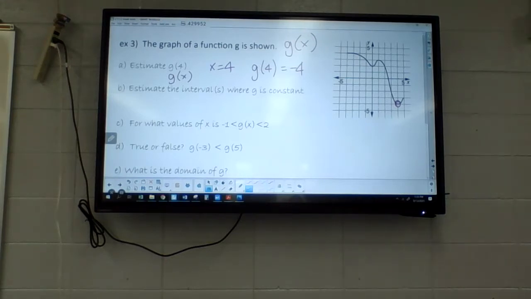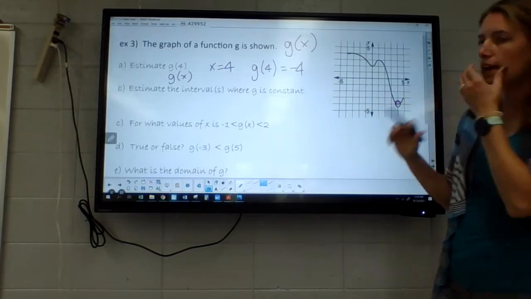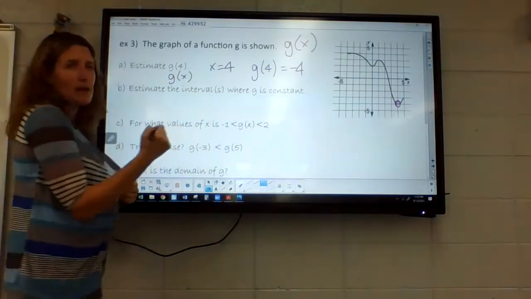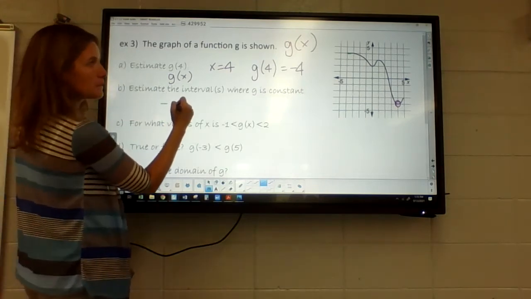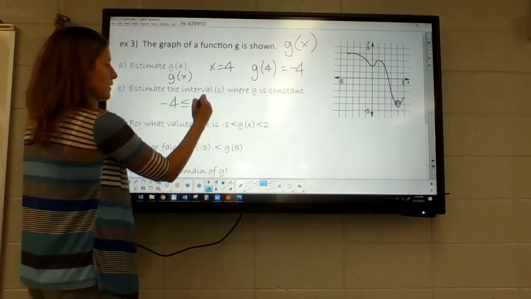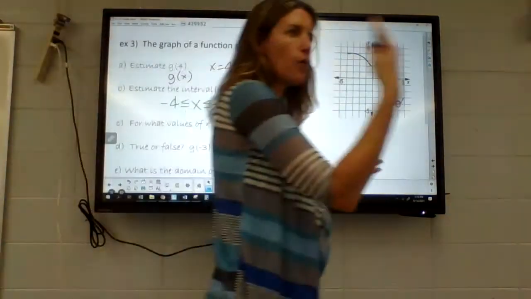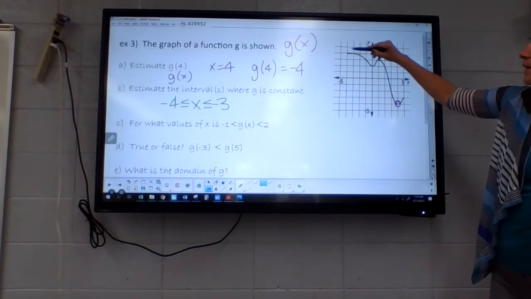So it says estimate the interval or intervals where G is constant. Constant, remember that constant in your life, they don't change. Where is it flat? You see it? I missed it the first time I was doing this. At the very top. So what we'd say is it's flat, and we're going to talk about in terms of the x's. So I'm going to write this as an inequality from x is what to what? Negative 4 to negative 3. It looks flat to me. So x in between negative 4 and negative 3, the function looks flat. So like just that little section up there.